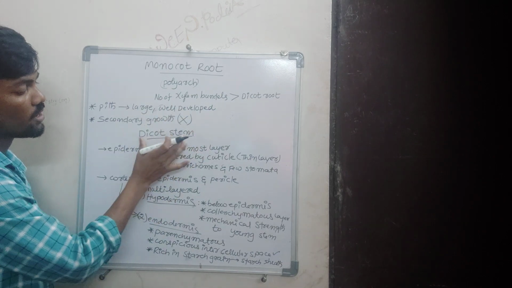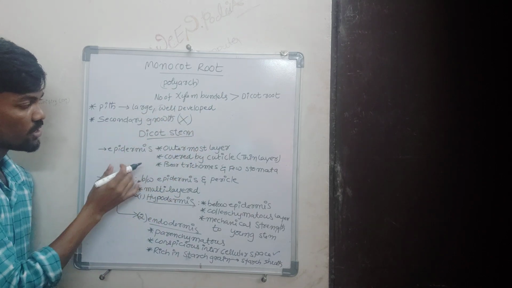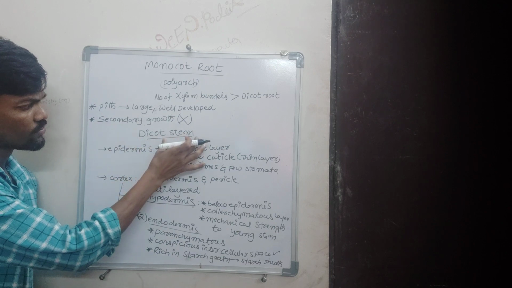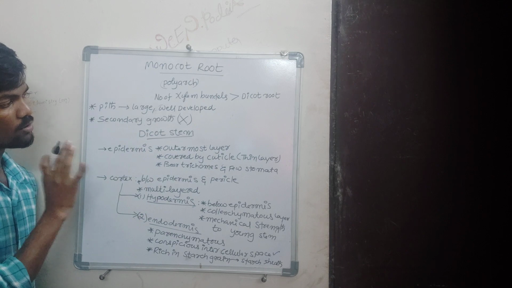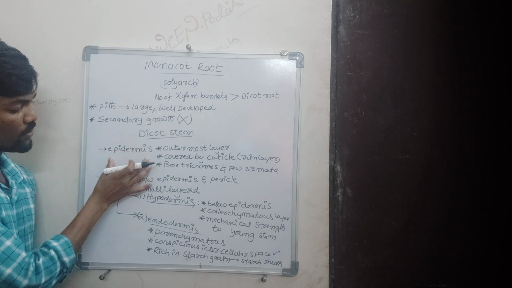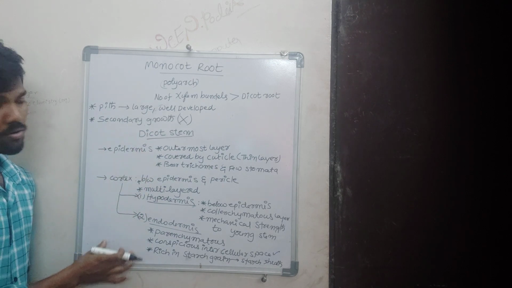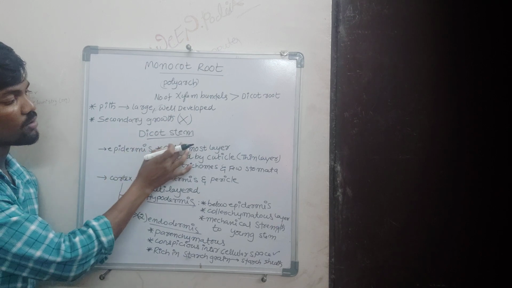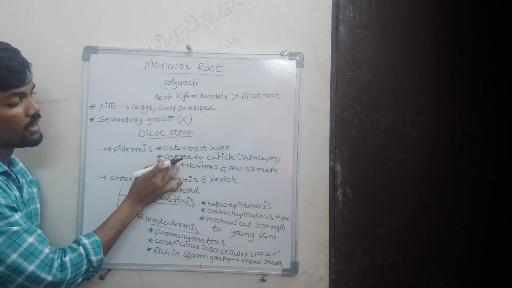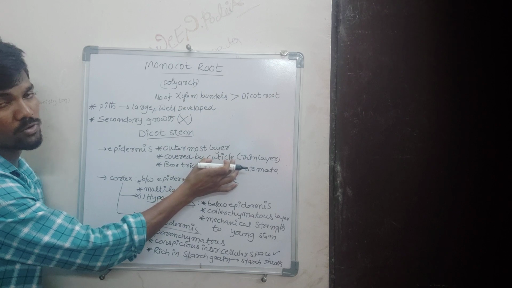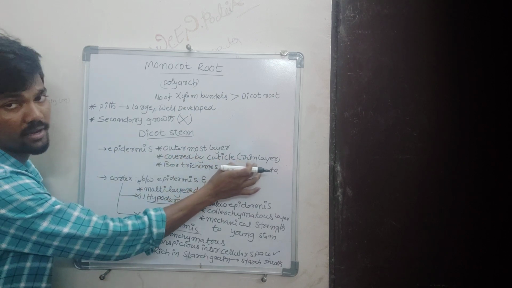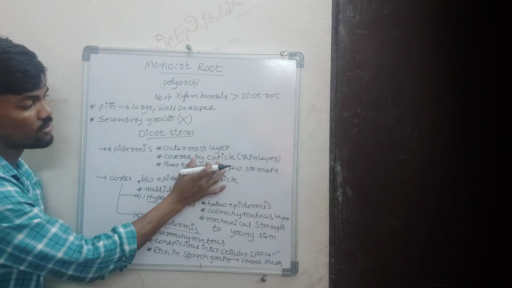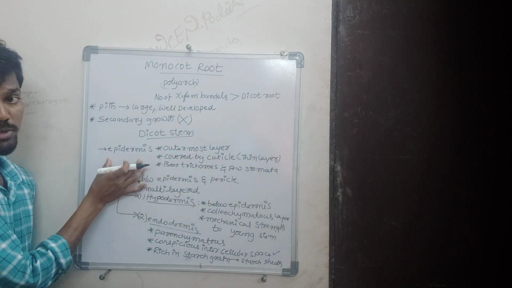Come to the stem, the dicot stem. In any stem, any leaf, any root, we find 3 layers: epidermis, cortex and stele. The epidermis is the outermost layer of the stem. It is covered by the cuticle, a thin layer which is the outermost part of the epidermis. It is present in the epidermis only.